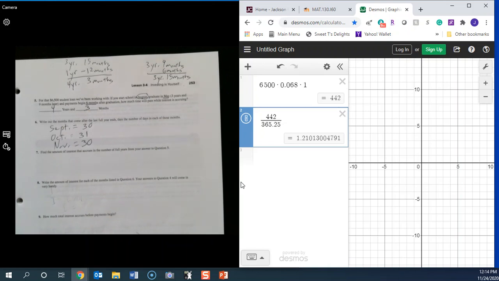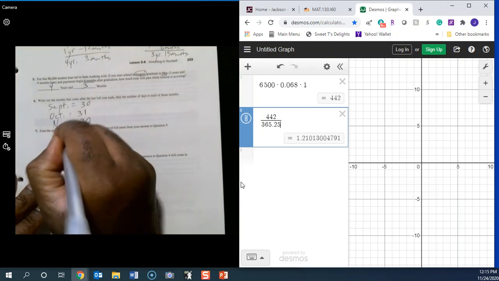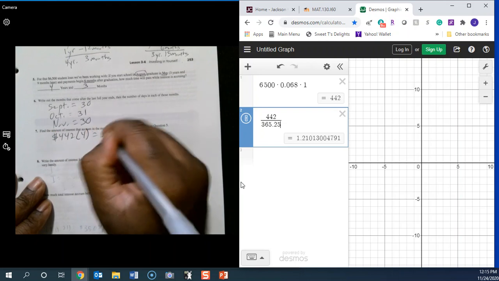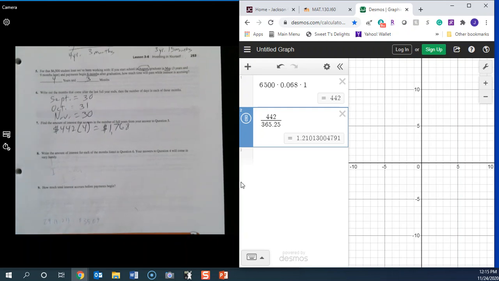Now it says find the amount of interest that accrues in the number of full years from your answer to question 5. So we know it's $442 a year, and it's 4 years, so it'll be $1,768. Now that's how much interest will accrue for those 4 years. Now number 8, write the amount of interest for each of the months listed in question 6. Your answer to question 4 will come in very handy.